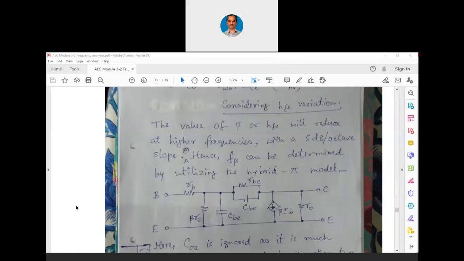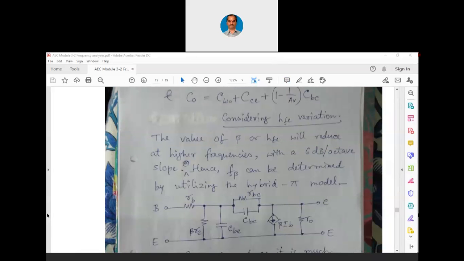Okay. Now, the f beta can be determined by utilizing the hybrid pi model. What is this f beta? The frequency which corresponds to beta itself.